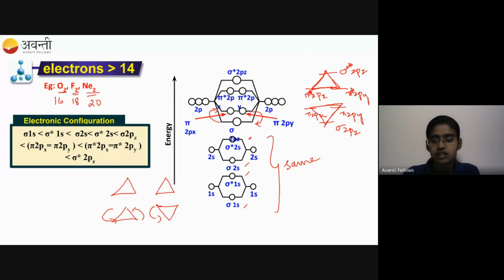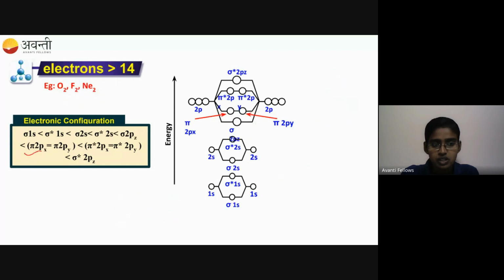In case of nitrogen, these two orbitals will go above, right? So after the sigma star 2s, these two will come. Then only this will come. Okay, but in case of oxygen, you have to interchange that. So while picking out the electronic configuration for the corresponding molecules, you will make this mistake. So to avoid this mistake, just remember this. Got it? Now we'll take oxygen.